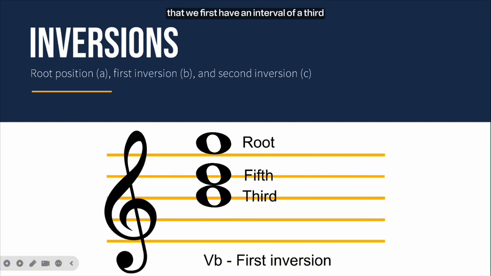a way that we first have an interval of a third between B and D, followed by a fourth between D and G. That is why we know that it is not in the root position, because if we have a root position chord, we should have a pair of thirds. The chord now is in the first inversion.